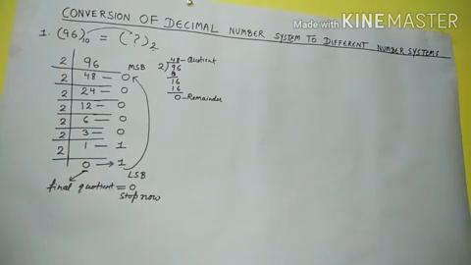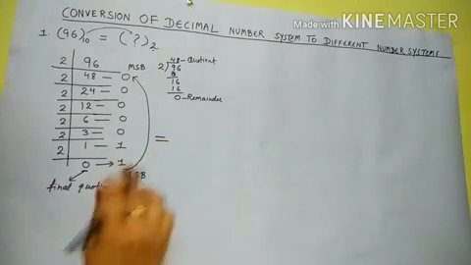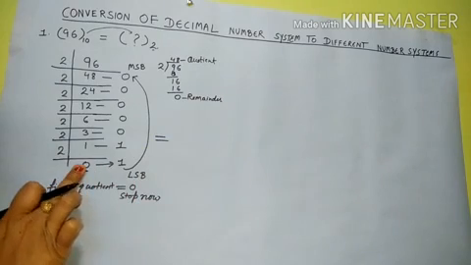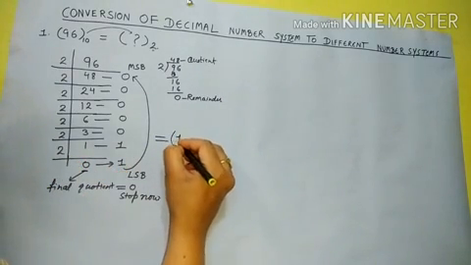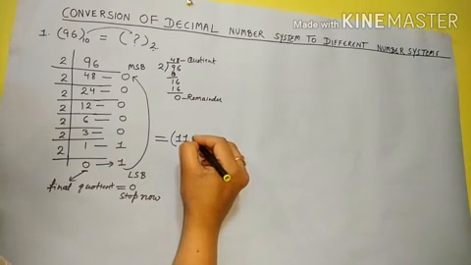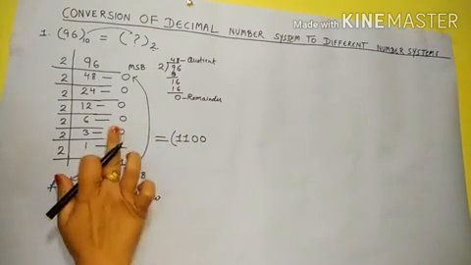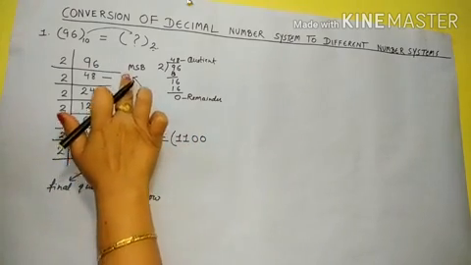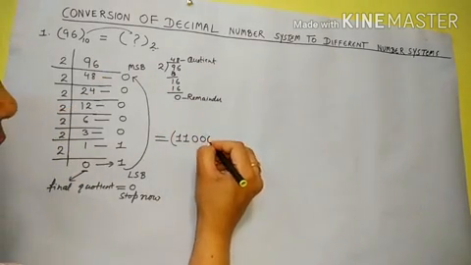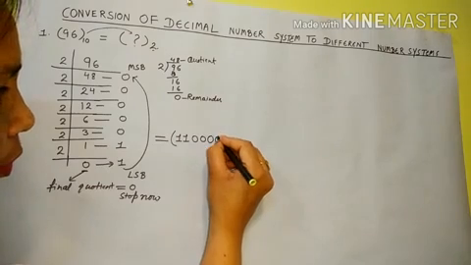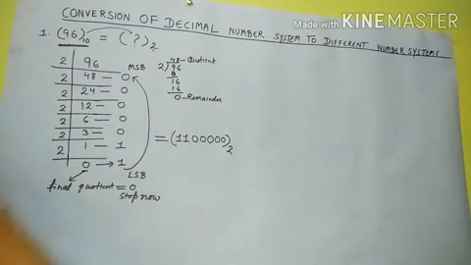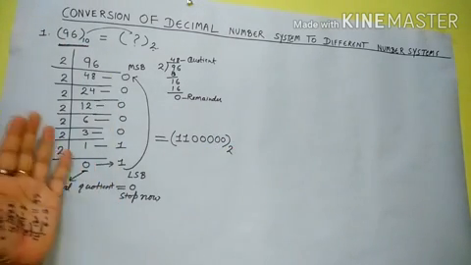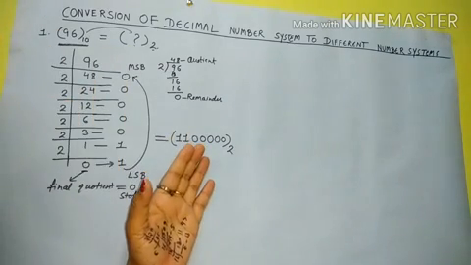So for 96, how will we write the binary equivalent? Start from here, leave this 0, no need to write. We'll start writing from here. It will be 1, 1, 0, 0. Count how many times: 1, 2, 3, 4 and 5. So 5 times we'll write 0, 4, 5. So this is the binary equivalent of this given number. Clear? This way we will be converting a decimal number to the binary number system.